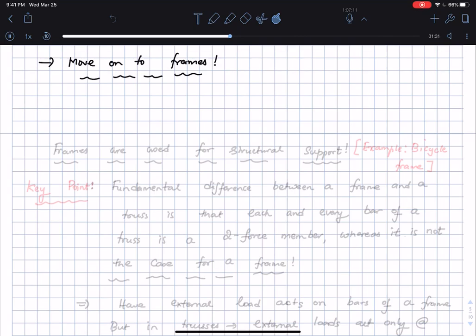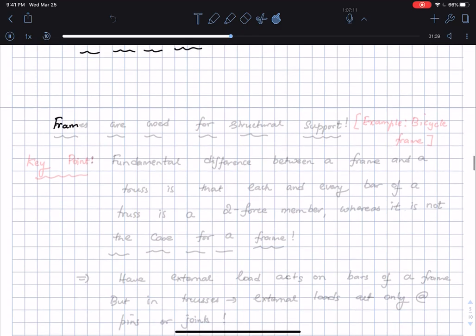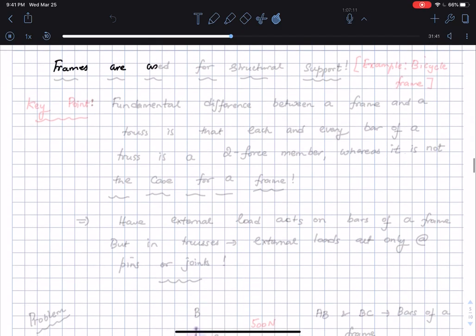Frames are typically similar to what trusses have been doing. They are used for structural support. That is their main reason for existence, but there is a fundamental difference between a frame and a truss.